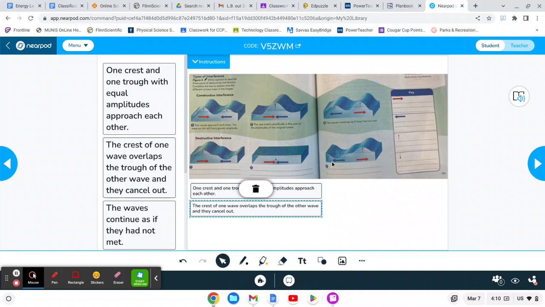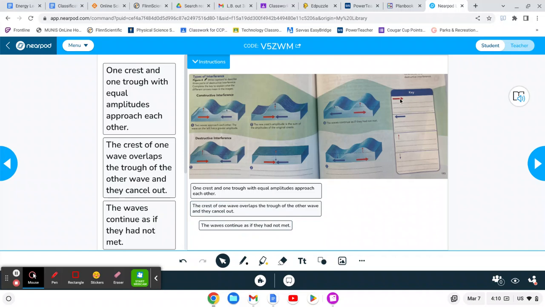Then in this third picture, the waves continue as if they had not met. Basically, you're noticing that now the trough is on the left and the crest is on the right. That's the only difference. They just go on doing what they do and move on out.